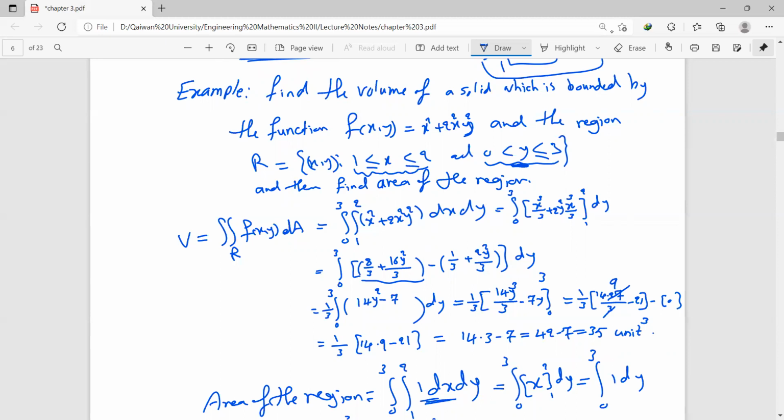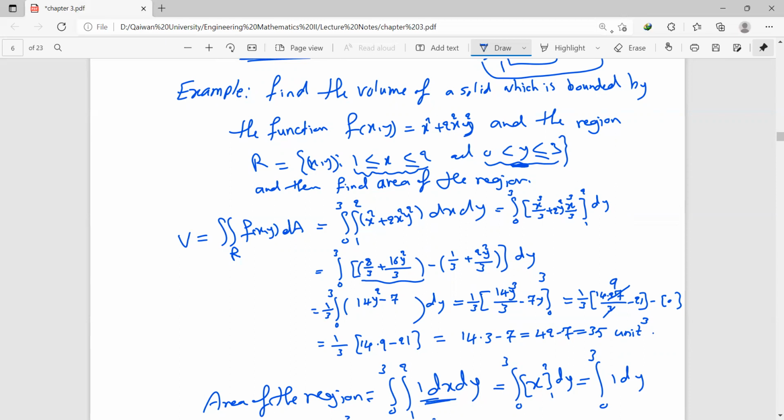It's been given, but you should know. In these types of examples, you can use dx dy or dy dx, any of these, and you get the same results.